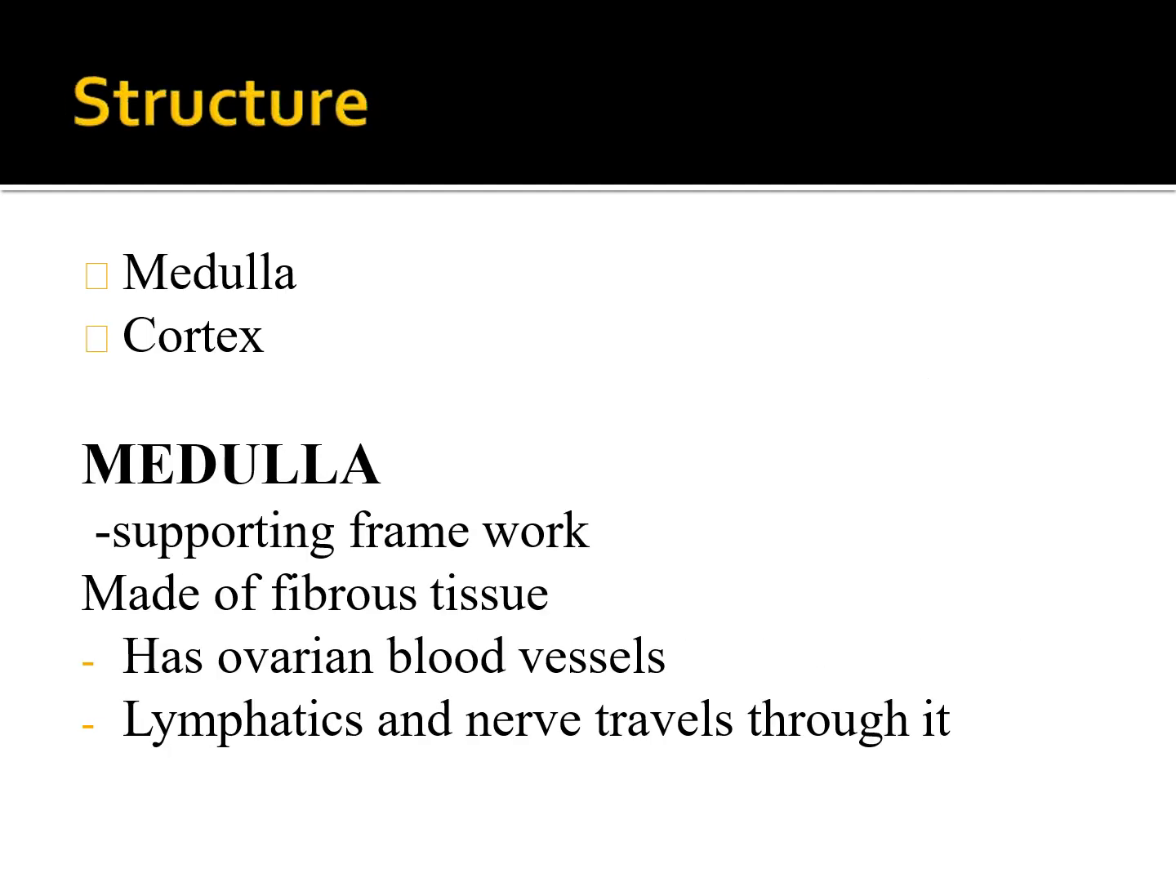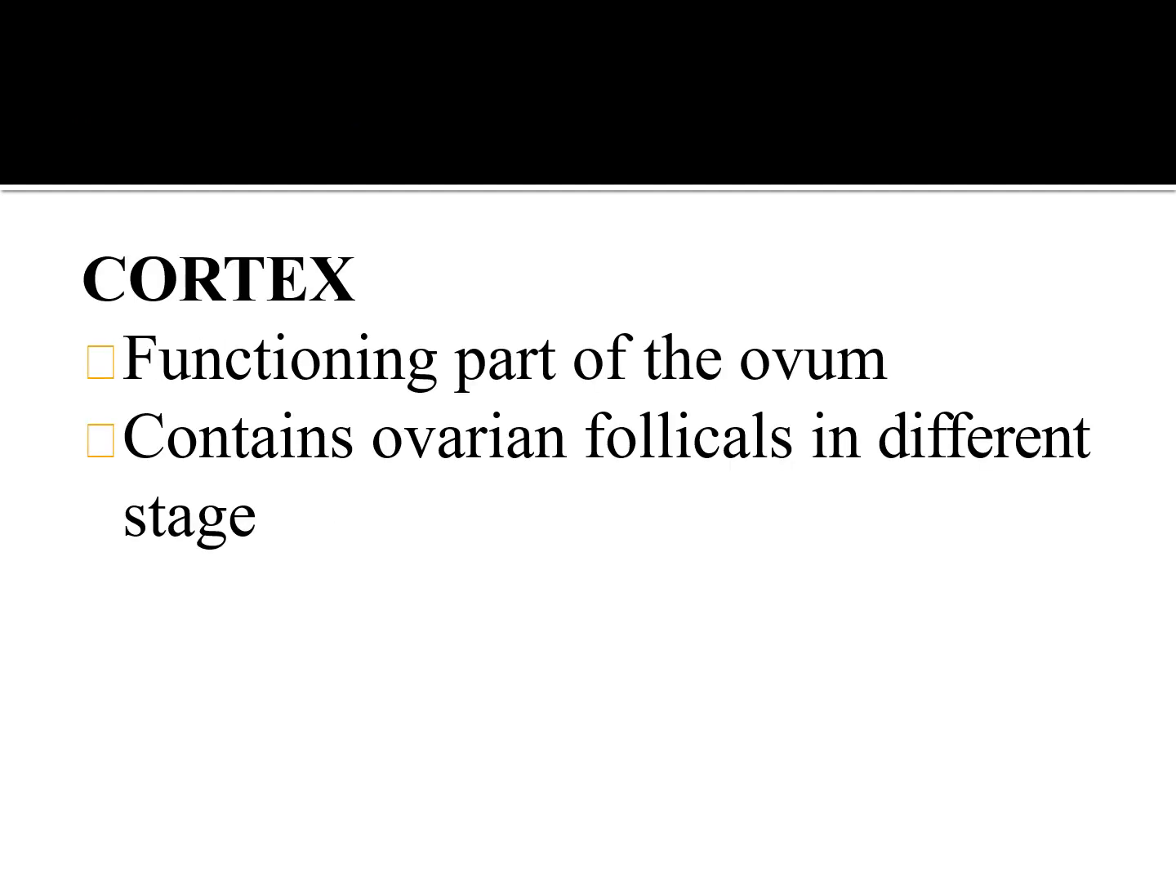And it has a medulla and cortex. The medulla is the supporting framework made up of fibrous tissue, and it has ovarian blood vessels, lymphatics and nerves travelling through it. The cortex is the functioning part of the ovary. It contains Graafian follicles or ovarian follicles at different stages. Finally, this Graafian follicle will mature and it will release the ovum.